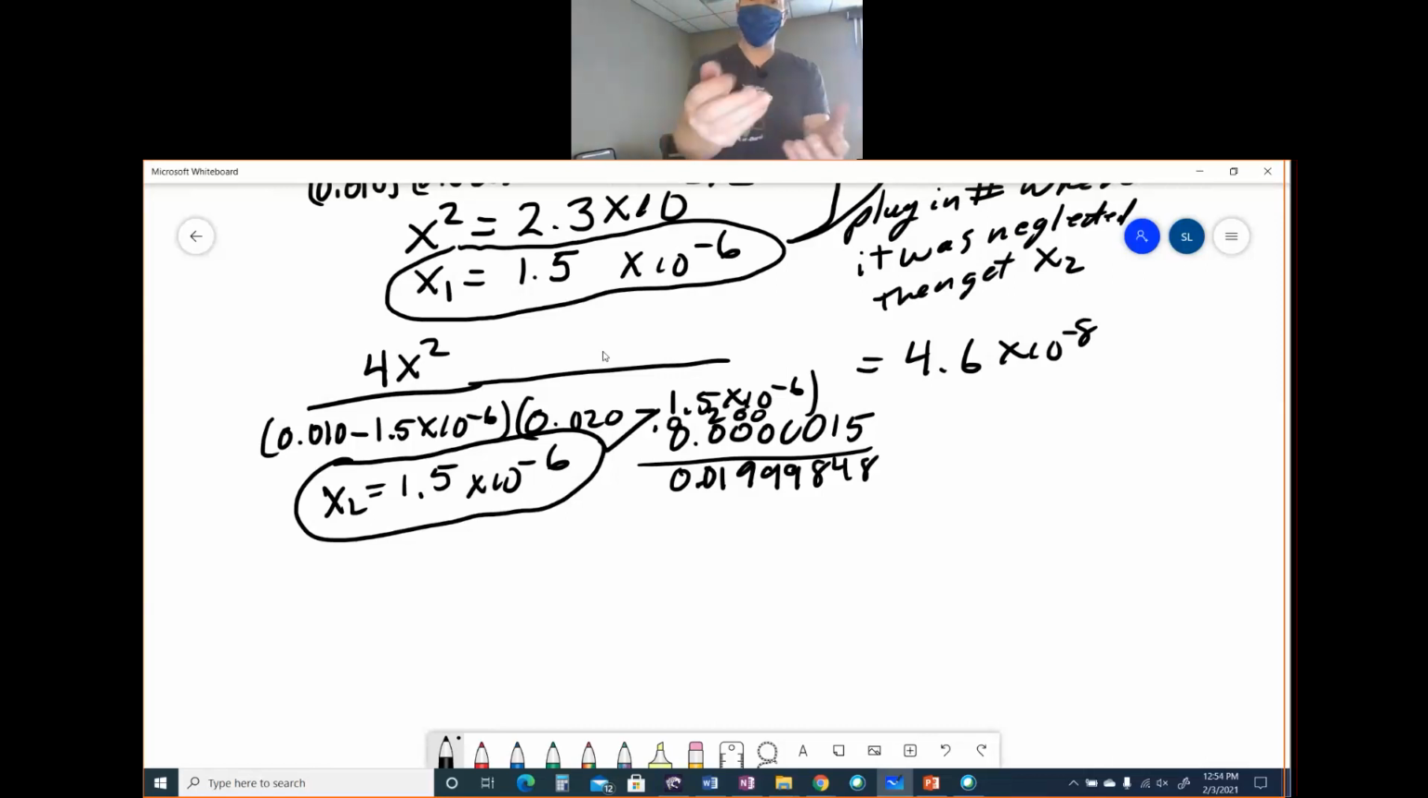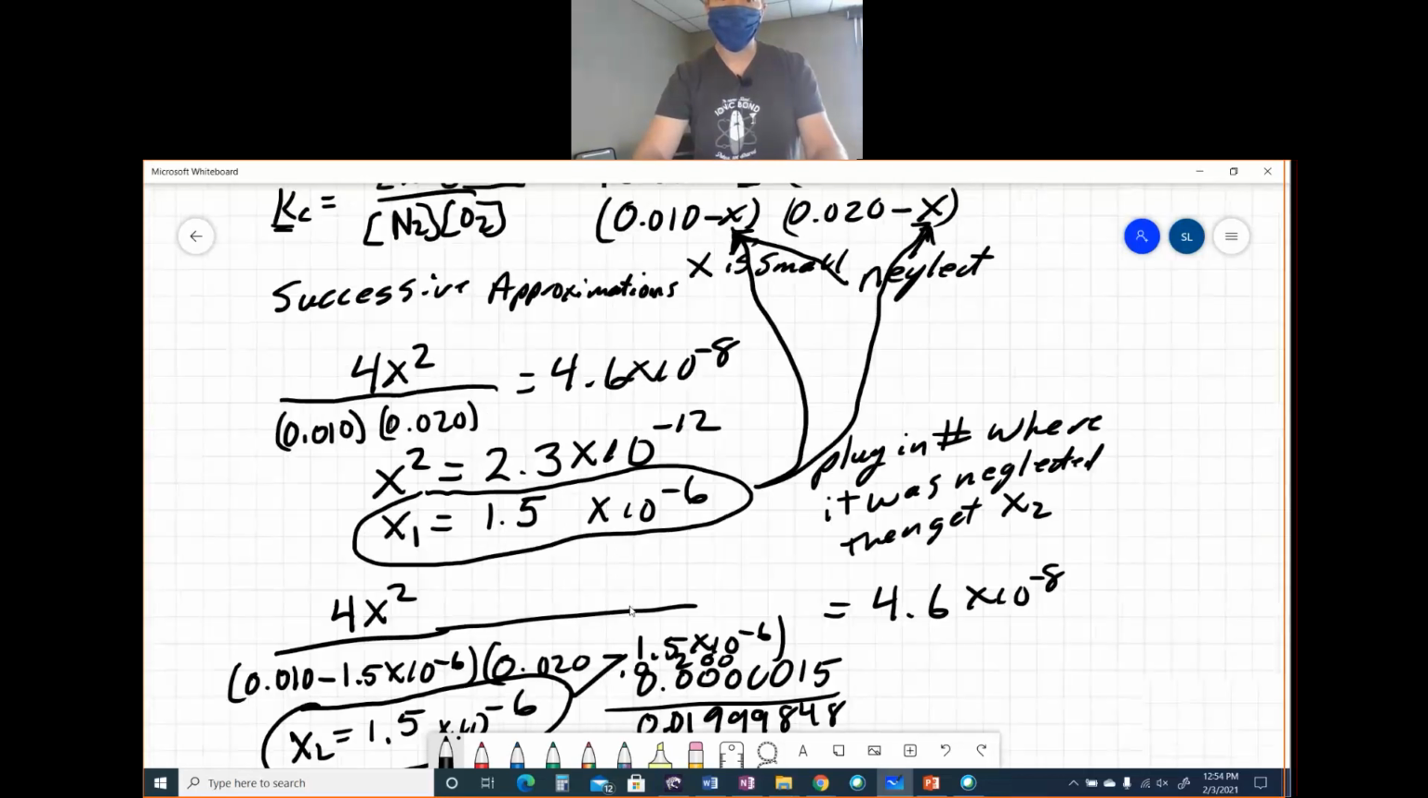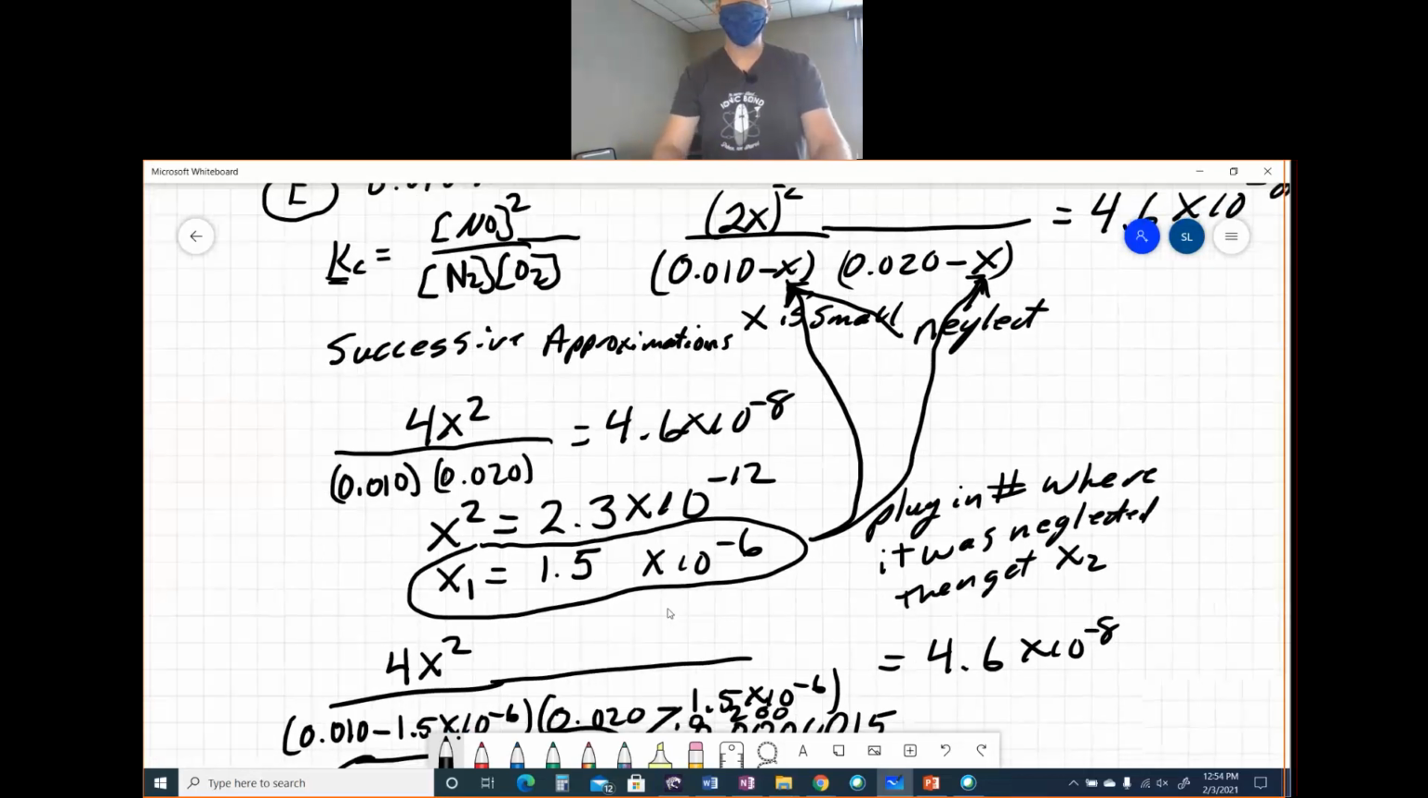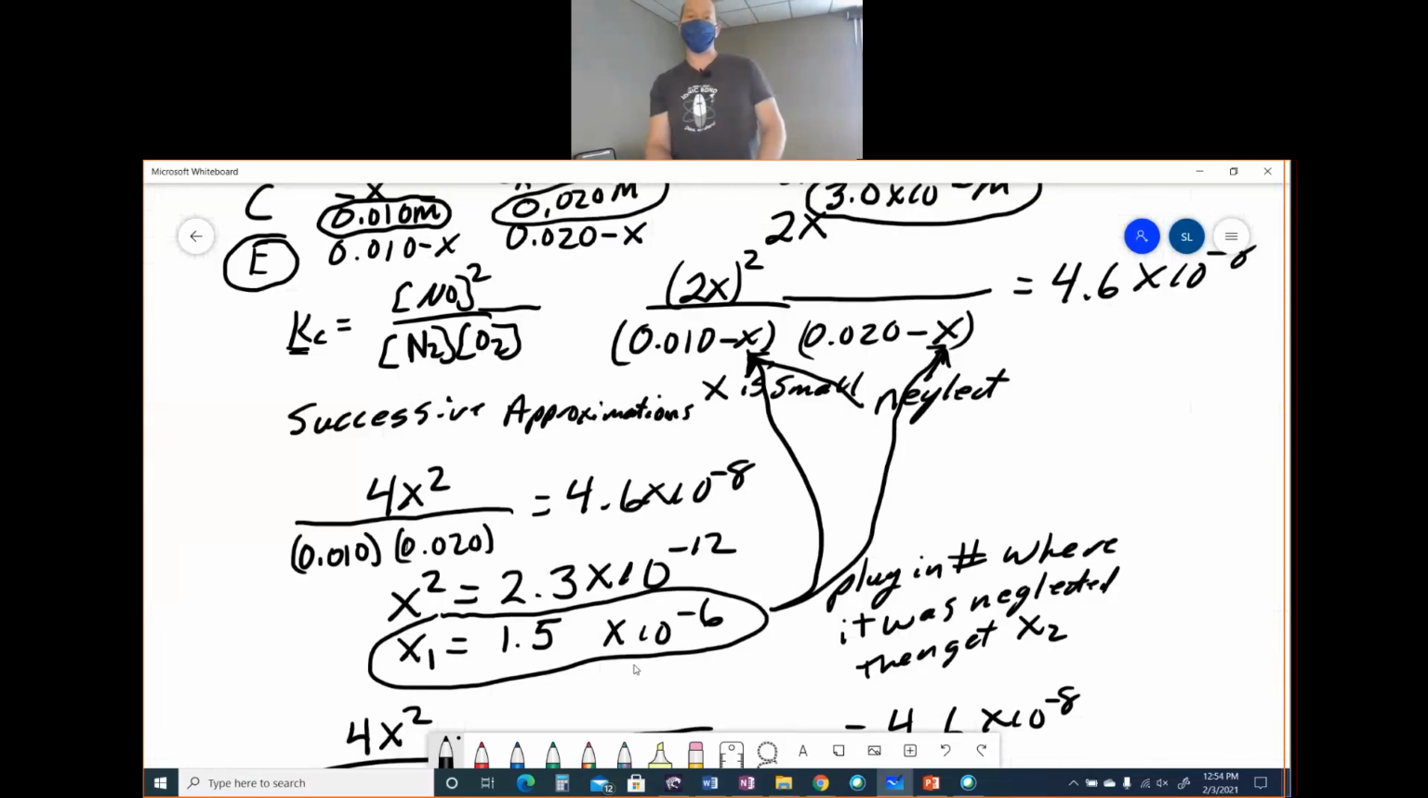If you use the quadratic equation, you will get exactly the same answer that you get when you do successive approximations. All right, so let's do another. Oh, and the reason why I changed my concentration was if these were the same concentrations, if this was 0.01 and 0.01, then you would have a perfect square. Then you can just take the square root and solve it that way. So the problems on the test are not going to be perfect squares.